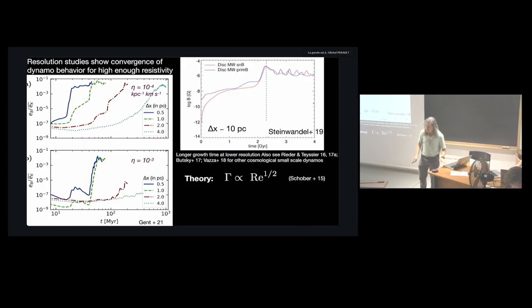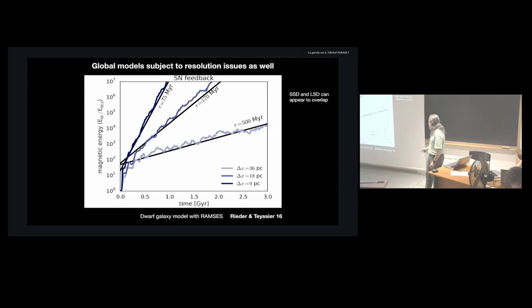And indeed, Reeder and Tessier quantified this. So from 36 to 9 parsecs, they went from a growth time of 500 megayears to 75 megayears. Again, bearing in mind that at half parsec resolution, the growth time is well under 10 megayears.